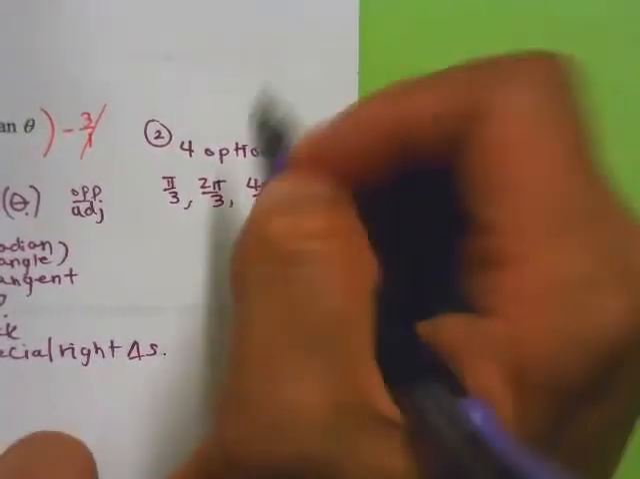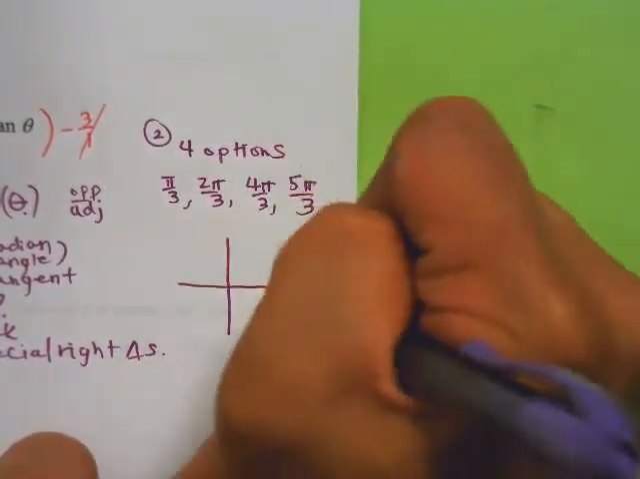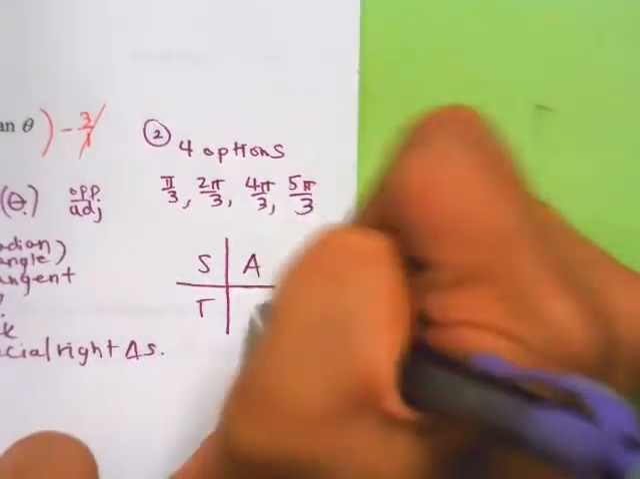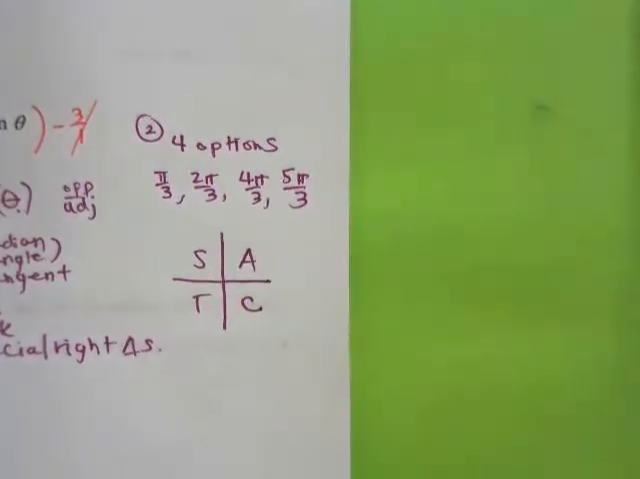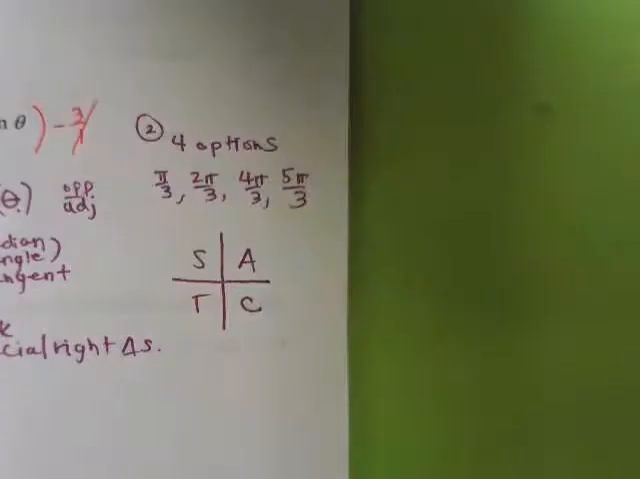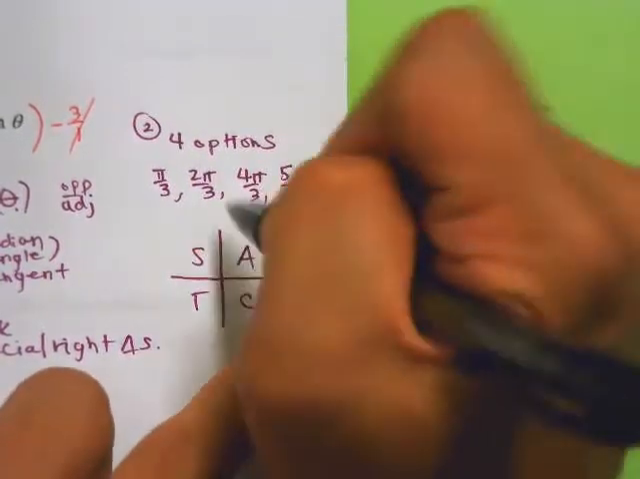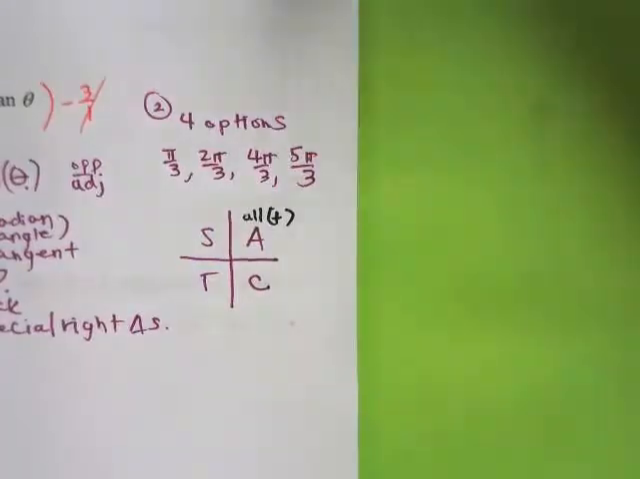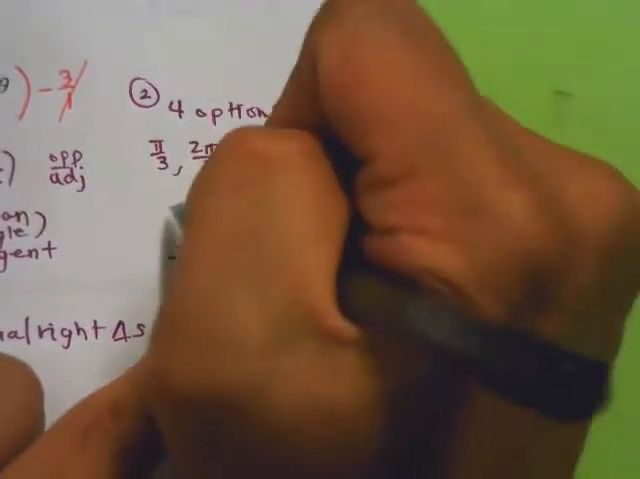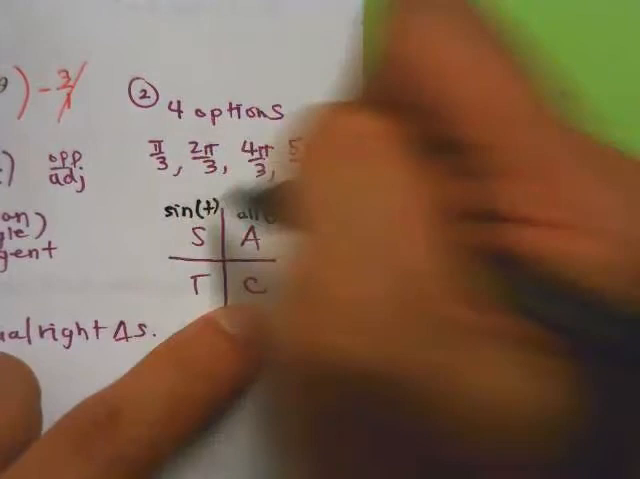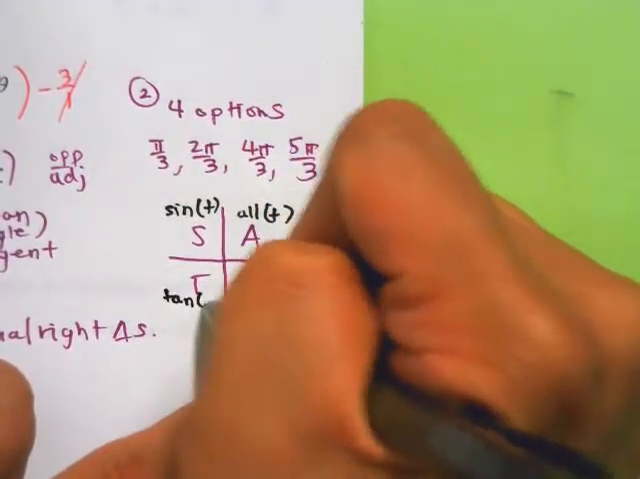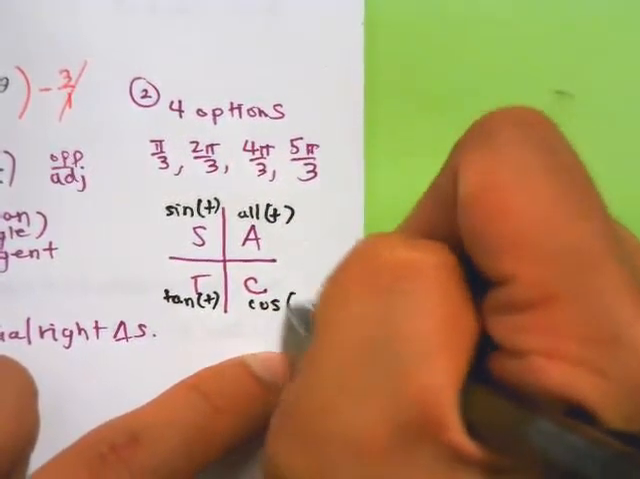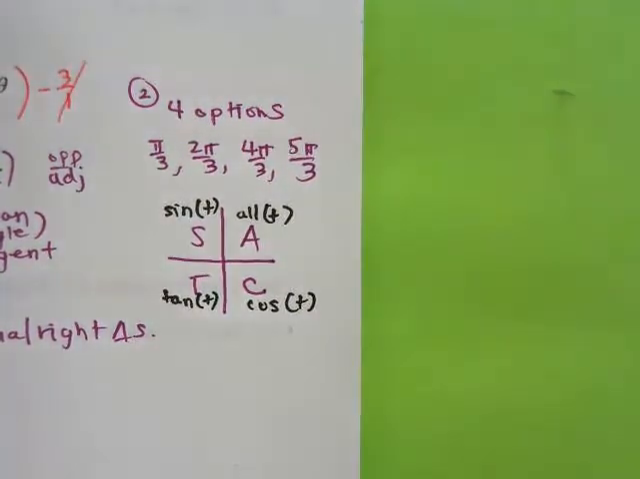This is where I also draw "All Students Take Calculus." And I do want to remind you guys of how this works one more time. The first quadrant, that means all sine, cosine, tangent are positive. On the second quadrant, only sine is positive. Third quadrant, only tangent is positive. And then over here, on the fourth quadrant, only cosine is positive.